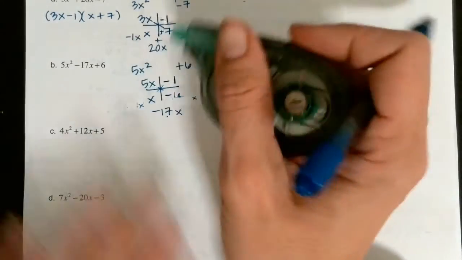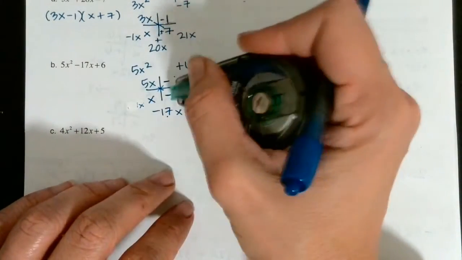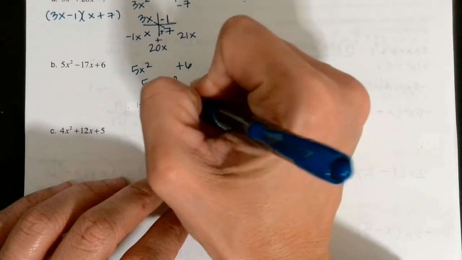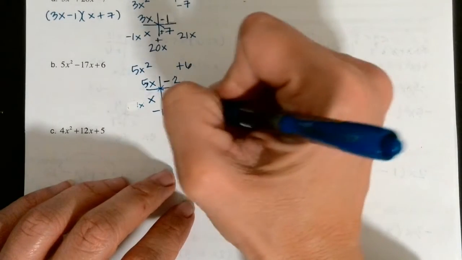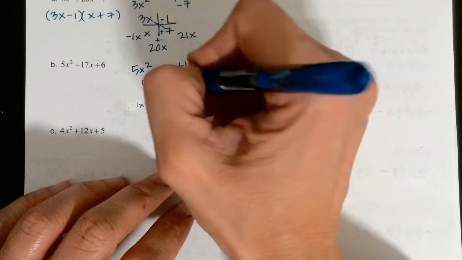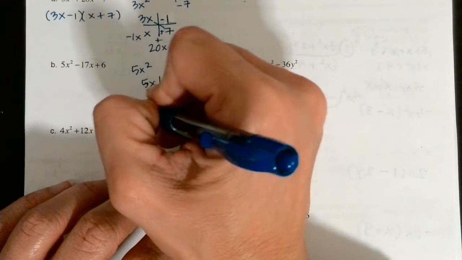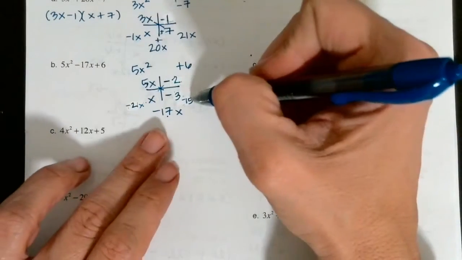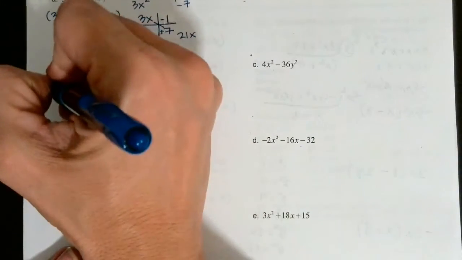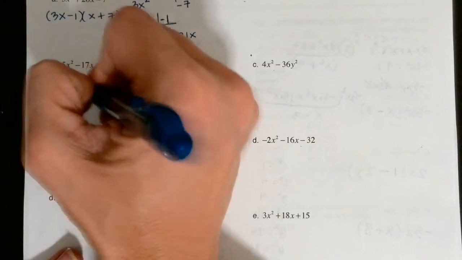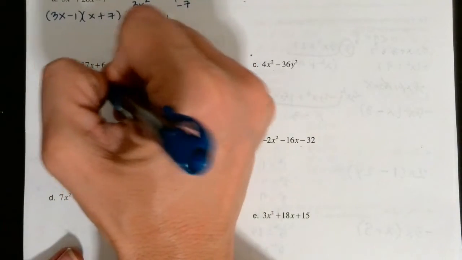There's only a certain set of numbers that multiply to give you 6. So I'm going to try negative 2 and negative 3. Negative 5x times negative 3 is negative 15x, and negative 2x times x is negative 2x, and negative 2 and negative 15 makes negative 17. So you might have to do a little guess and check. But you're like, that's cool. I can handle multiplication, so it's no big deal.